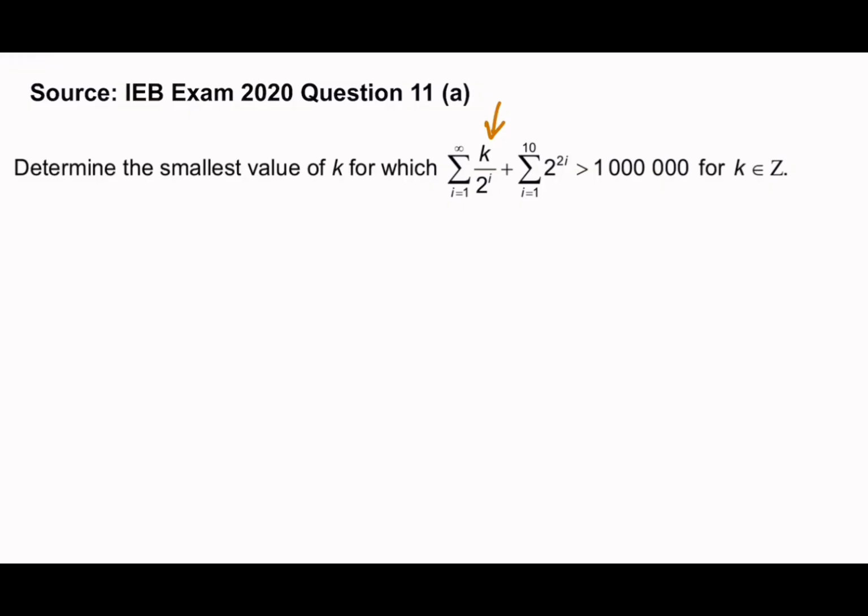Okay, so I'm going to now solve this and let's analyze this one more time. We need to find the smallest value of k for which when we add this sum with that other sum, together the total will be bigger than 1 million. And it's important to recognize that k is an integer, because, as we know, Z represents the set of integers.